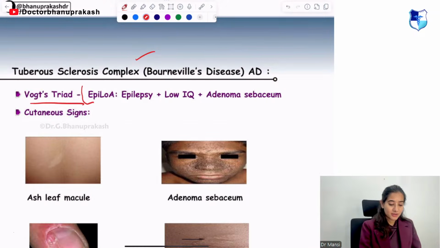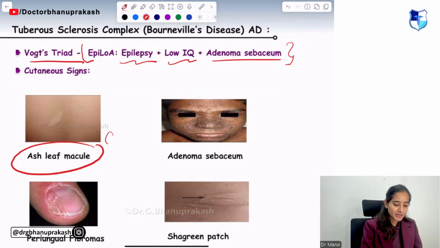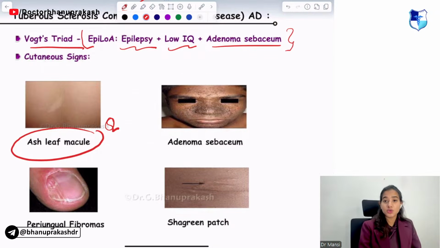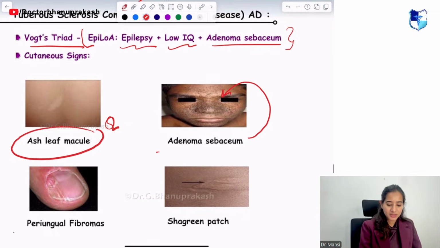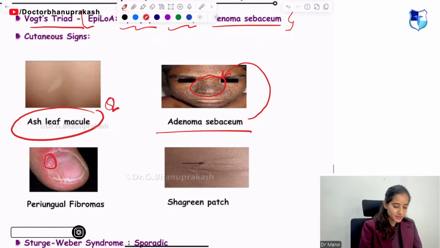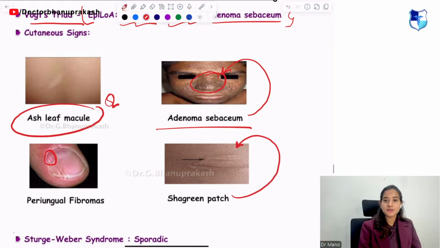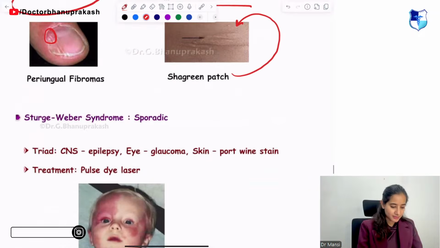Remember the Vogt triad for that? We have epilepsy, low IQ, and adenoma sebaceum. This is the ash leaf macule, which is classical for tuberous sclerosis. That's one thing which you have to remember. Then we have, on the sebaceous areas of the face, adenoma sebaceum. This is how it is seen. And then you can see periungual fibromas. And another classical feature of tuberous sclerosis is the shagreen patch, which can be seen.